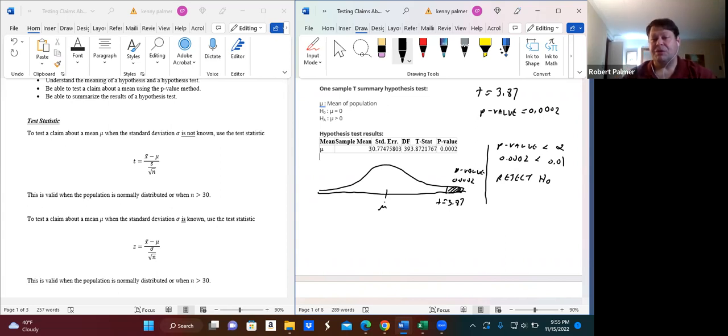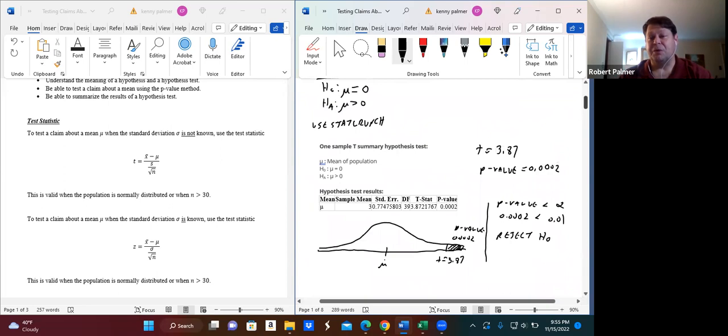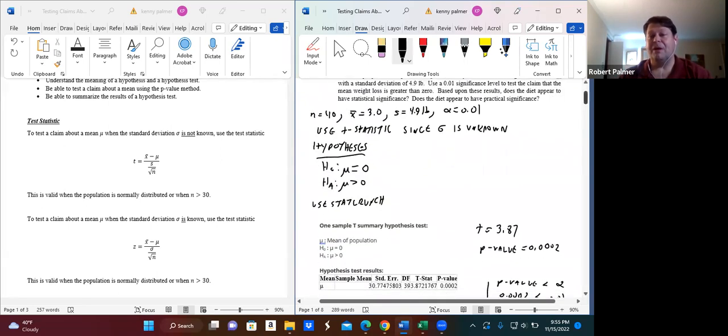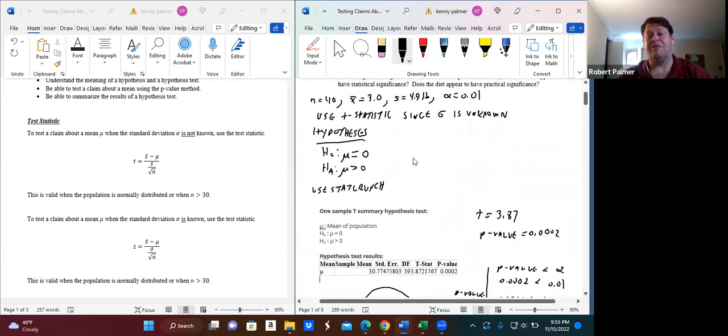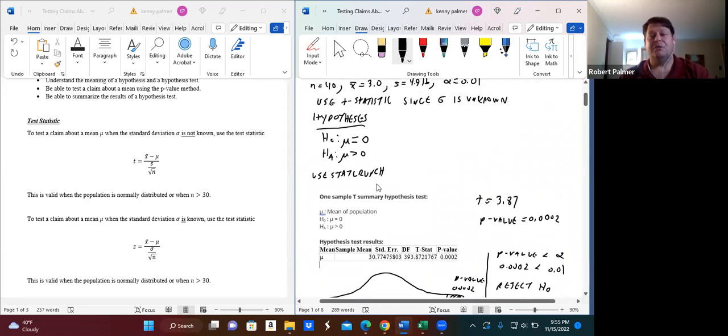Remember what this rejection means. It's not proof that the mean weight loss is greater than 0. But based on the statistical evidence, we have enough evidence to reject the null and to accept the claim, or rather, enough evidence to support the claim.